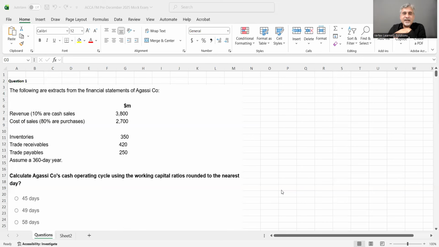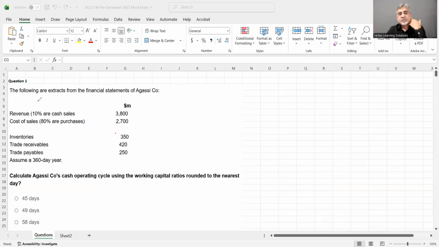Question number one. Okay, first I see the requirement always. First read the requirement so that you make up your mind what you are going to do. It says calculate Agassi Company's cash operating cycle using the working capital ratios, rounded to the nearest day. So we have to round it to the nearest day. We know that cash operating cycle is equal to receivable days plus inventory days minus payable days. So we need the number of days.